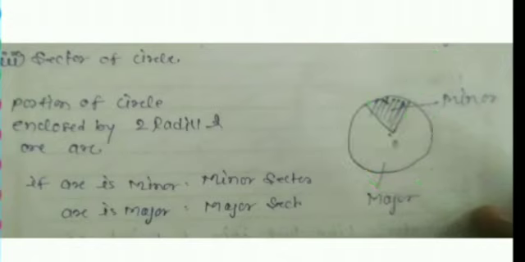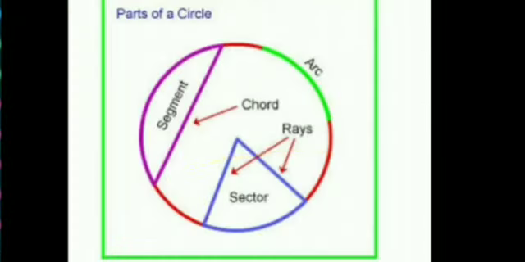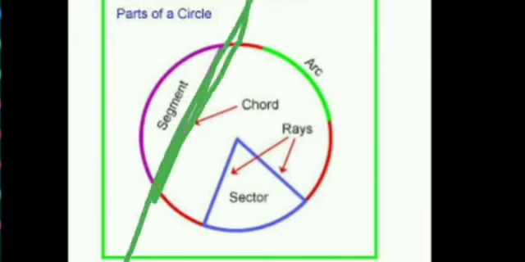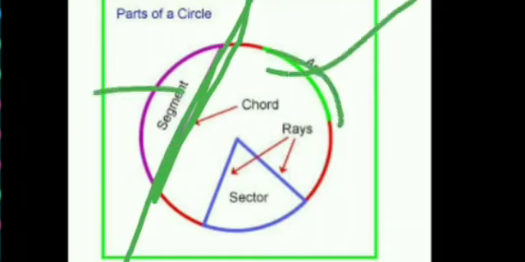Now you can see everything here completely. This is the chord not going through the center of the circle. This is the segment: the chord divides the circle into parts, the minor segment and the major segment. This is the arc, a small portion of the circumference. This is a sector, the area covered by two radii and one arc. And these are two simple rays.